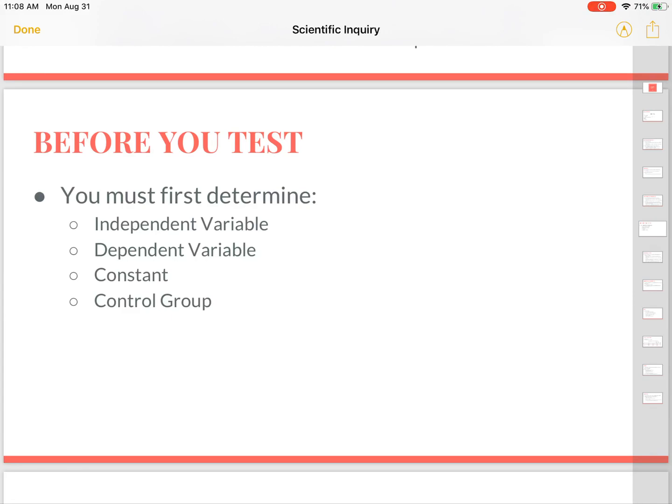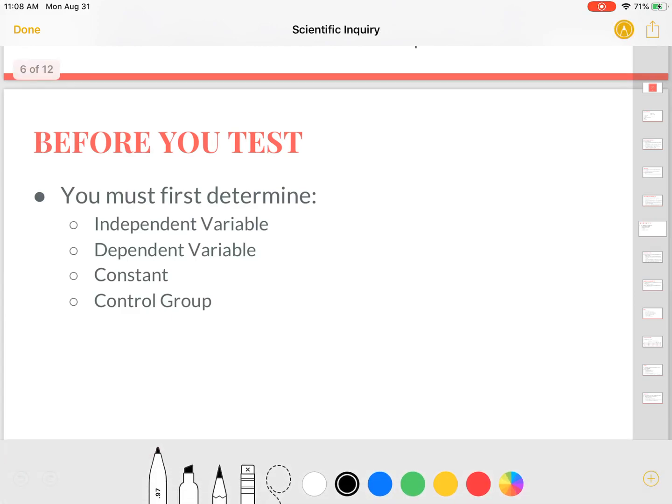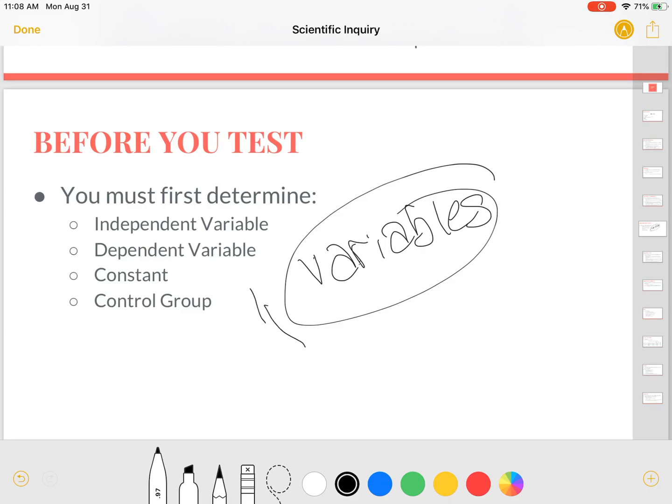apart all the different variables. We'll have to pick apart all of the different variables, okay? These are things that change throughout experiments, over and over and over again.